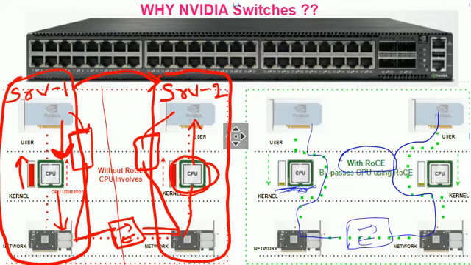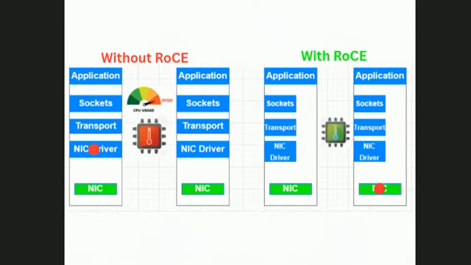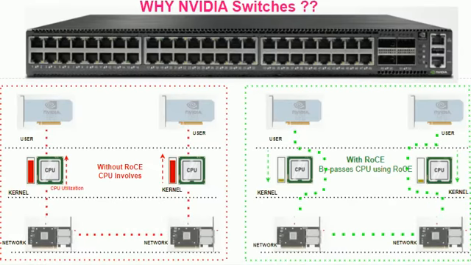It explains it more. If you see here, without RoCE, the packet passes each and every layer: application layer, socket, transport, NIC driver, and then it comes to the NIC, and from NIC to switch to NIC, again it passes all the layers. But with RoCE, if you see on the right side, from application to application, it is going directly. No layers are involved here. That is the advantage.